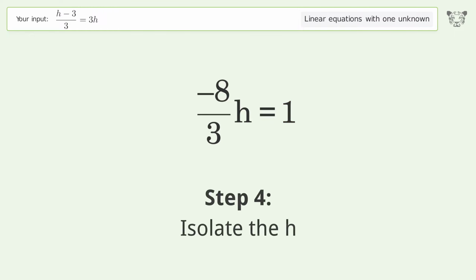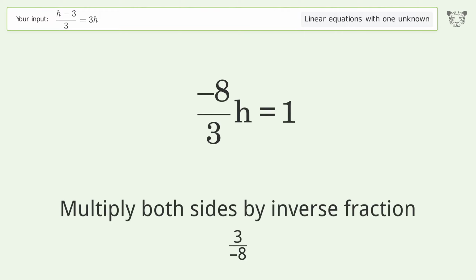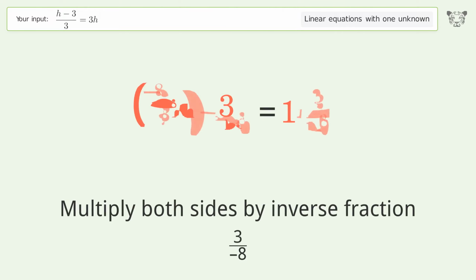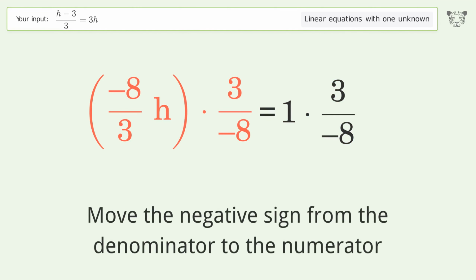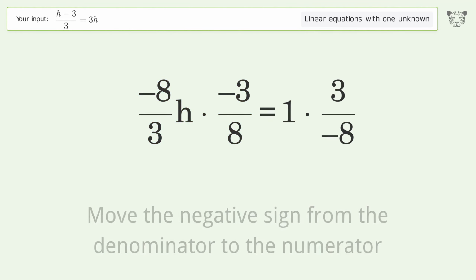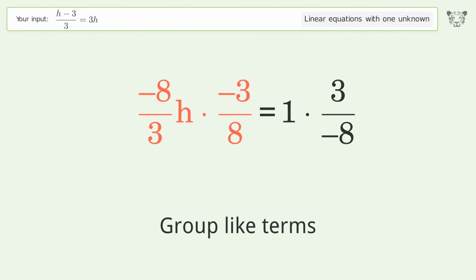Isolate the h. Multiply both sides by the inverse fraction 3/8. Move the negative sign from the denominator to the numerator. Group like terms.